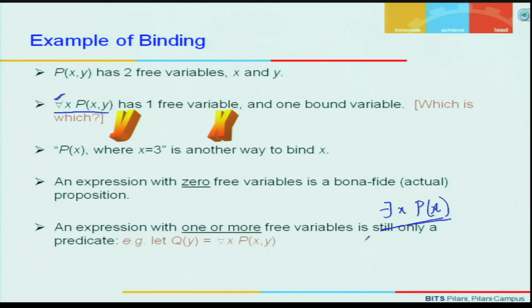For example, we have got a predicate called P(x,y), defined as x is a man, and x is a friend of y. Then for all x P(x,y), what is happening over here? You are binding the variable x, but y remains the free variable. This is still a predicate because there is a free variable, and that predicate can well be called Q(y), which is again a predicate.